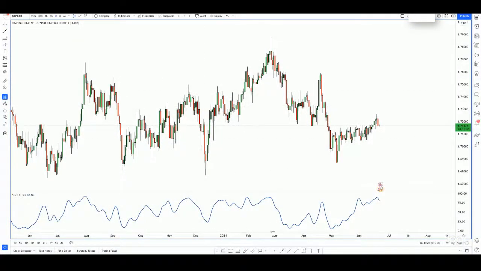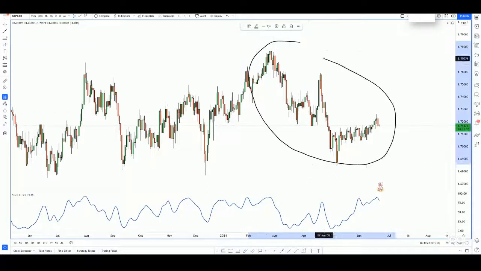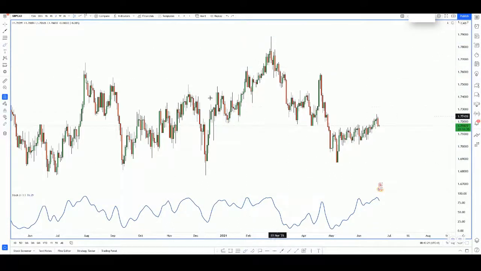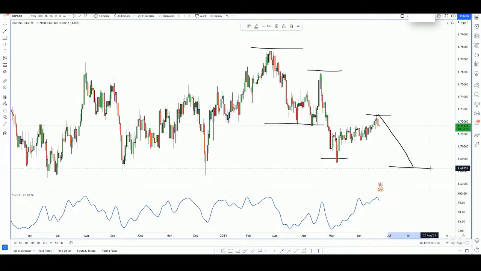The pound CAD, I just really want to focus on this area. In terms of market structure, it's actually making lower highs and lower lows. So we can expect the next one here to be a lower high followed by another lower low.